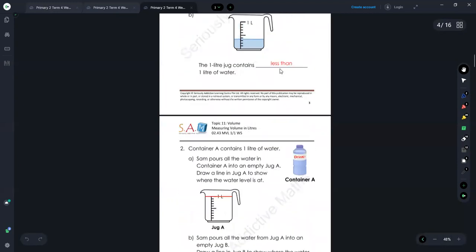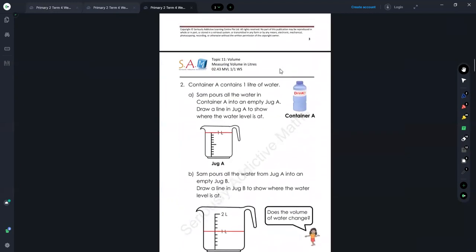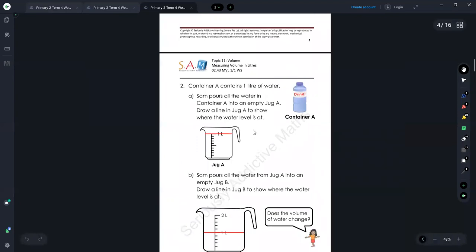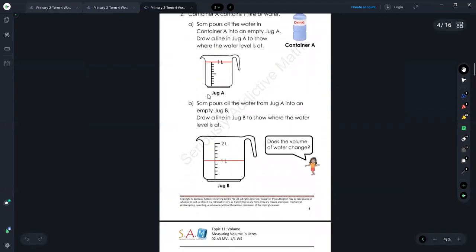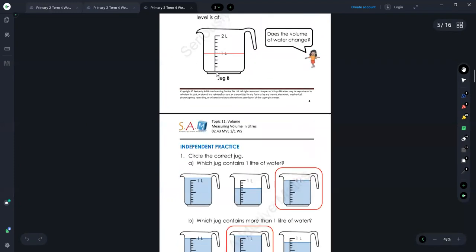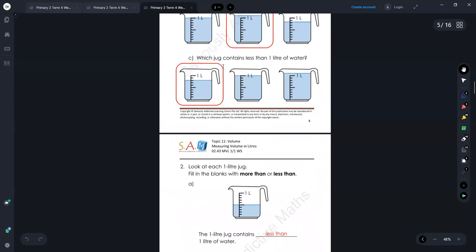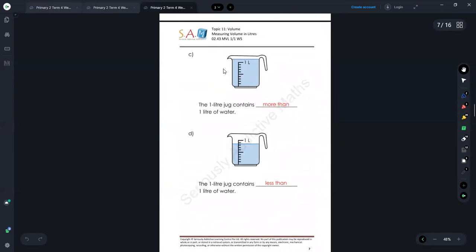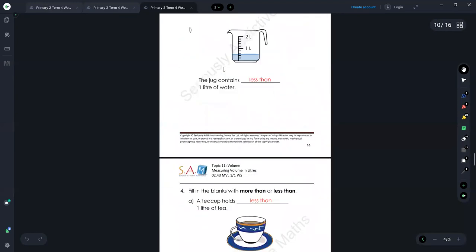Okay, so get them to do the guided practice. For this question, get them to fill up. If this is 1 liter, where should they draw the line after water is filled? Make sure that they're able to do this on their own. And then, the rest are quite repetitive.